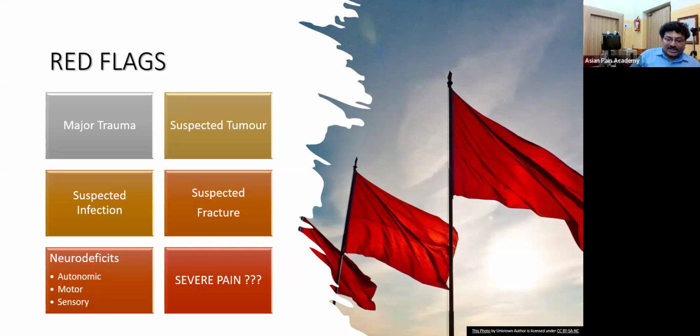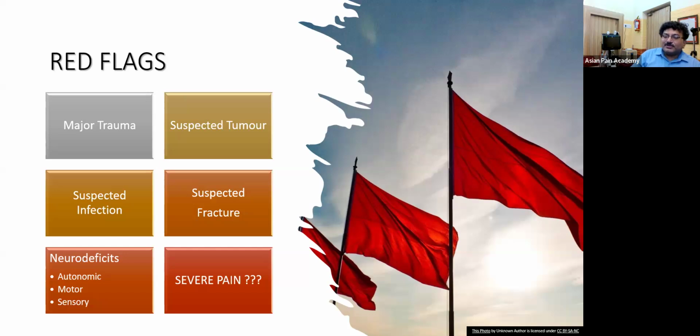Then suspected fracture, and progressive neurological deficits. Neurological deficits may be autonomic, motor or sensory, but remember, motor and autonomic neurological deficits are most important. For example, if the patient is losing bowel control, it is a red flag and we have to go for urgent surgery. If there is progressive weakness of the lower limbs, we cannot wait. So we have to go for the treatment immediately.